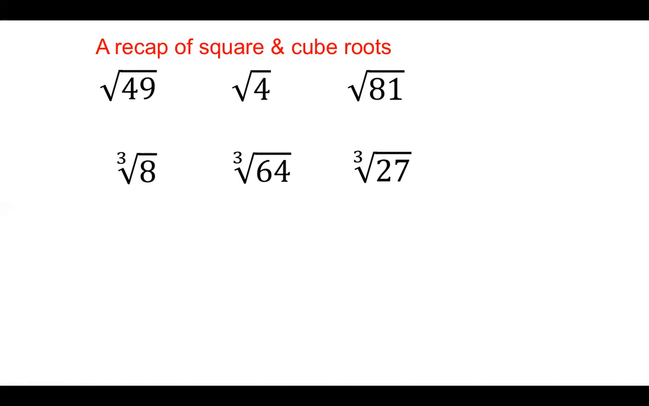For example, 81 is 9 times 9, but 82, maybe 84. 2 times 42 is 84. But there is no number that I can multiply by itself to give me 84. So not all numbers are perfect squares, and not all numbers are perfect cubes. We only do it to some numbers.